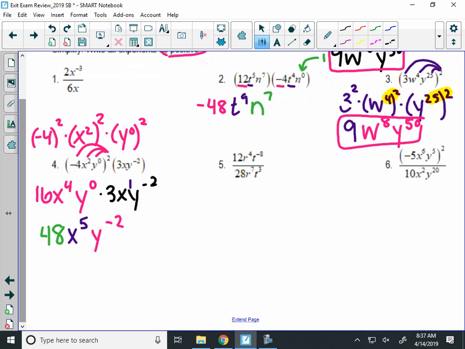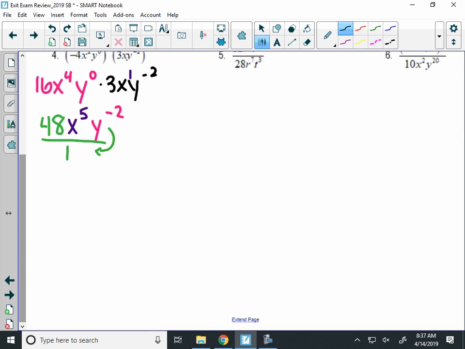Now I can give you this whole little story about how Mr. Y lives in a fraction house and he doesn't like where he lives because his exponent is negative. Remember, this is a fraction all over 1 right now. So what we're going to do is move the y to the negative 2 to the denominator of the fraction. And when we do that, the exponent becomes positive. So in our fraction, I move the y to the bottom, and it becomes y to the positive second.